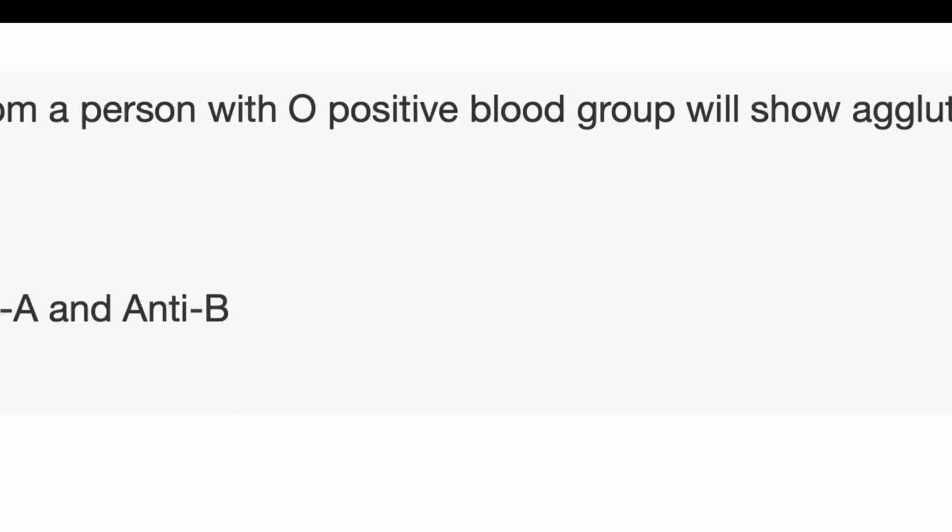The blood from a person with O positive blood group will show agglutination with dash. So this is a trick question again. You have to read the question very carefully. The blood from a person with O positive blood group will show agglutination with dash. Option A, anti A. Option B, anti B. Option C, anti A and anti B. Option D, anti D.